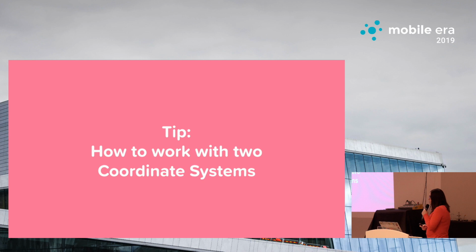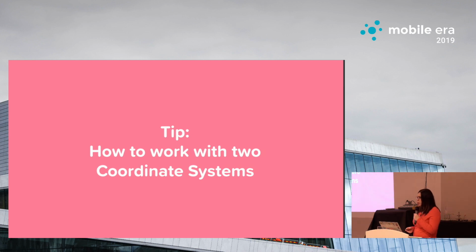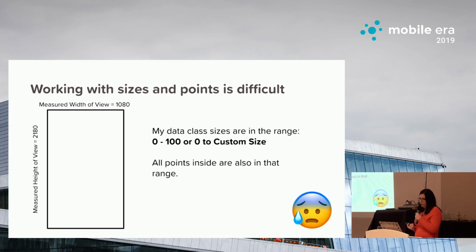Okay, so the next thing: how do I work with two different coordinate systems? When working on a canvas in Android, it can be quite difficult because your view size is dynamic, right? You have different size devices where you probably get different size measurements, and this can be quite painful to work with, especially if you're trying to draw something really complex and you want to know the measurements exactly, and you want to position it in the same place on all different screen sizes. So how do we work with this?